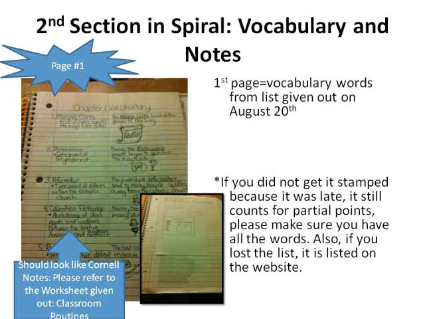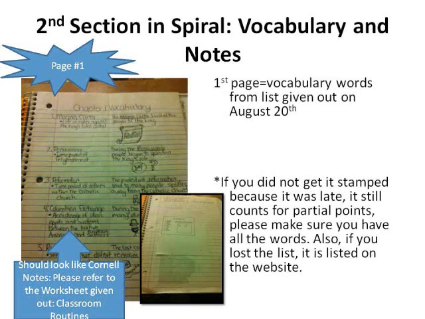Say you haven't done it completely, you will get partial points. I do reduce half credit if you did not do it on time, so make sure that you get it done so you can get some credit at least. I did give you a 1/4 sheet of paper with a specific list of words that I needed you to look up. If you did not receive that, it's also on the website, or you can ask a neighbor.